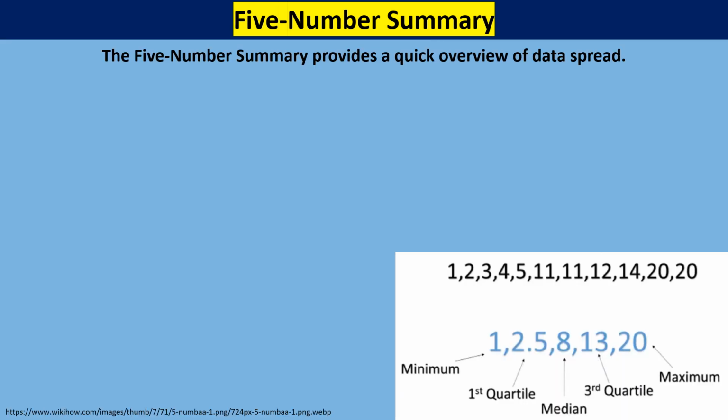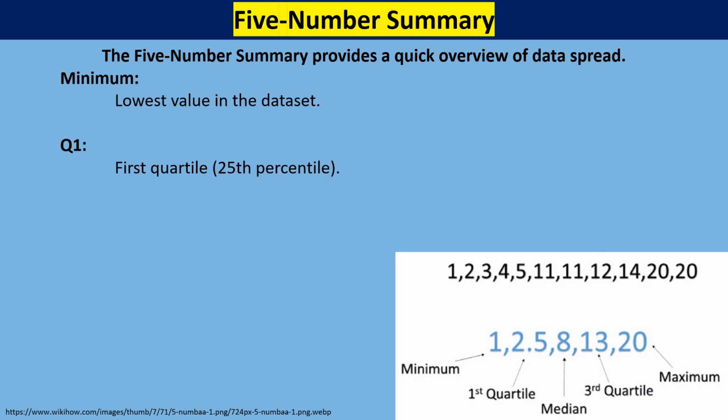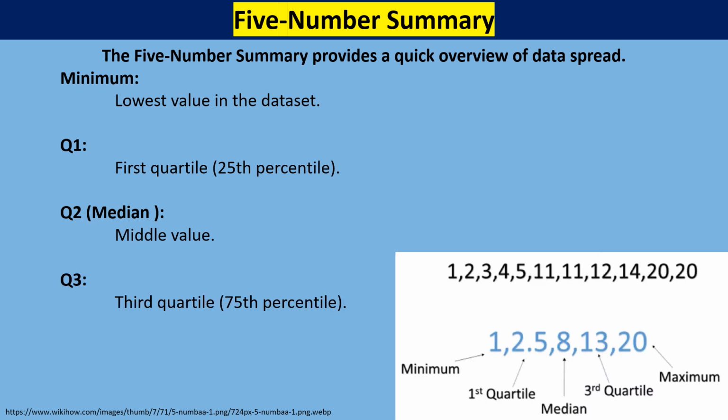The 5 number summary provides a quick overview of data spread. The minimum is the lowest value in the dataset, the smallest data point. Q1, the 25th percentile, means 25 percent of the data falls below this value. Q2, the median value, is the middle value of the dataset. Q3, the third quartile, means 75 percent of the data falls below this value. And the maximum is the highest value in the dataset, the largest data point.